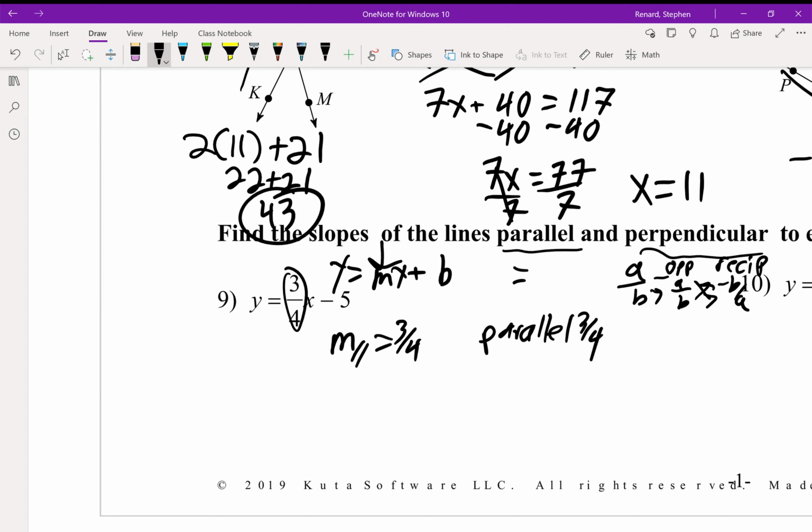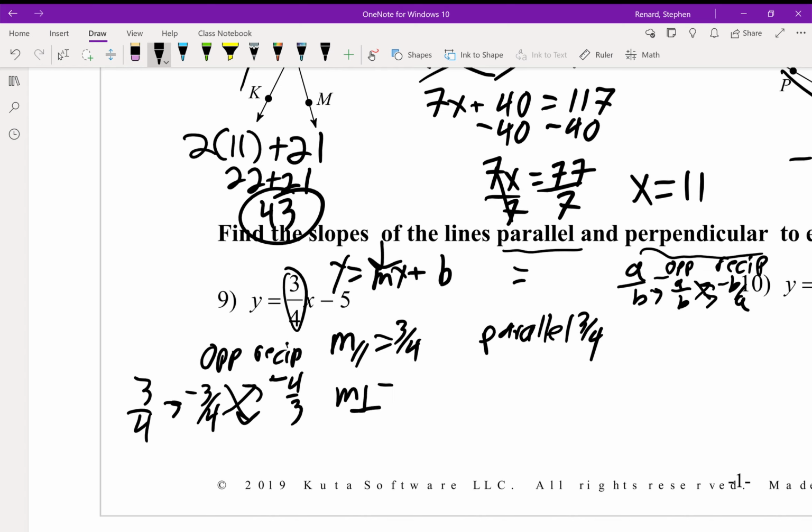So for perpendicular, we're going to take that 3/4. We know we need the opposite reciprocal. So the opposite is going to be negative 3/4. We just changed the sign. The reciprocal, negative 4/3. So the slope of any line perpendicular to this line is negative 4/3. And that's it. That's all we have to do.